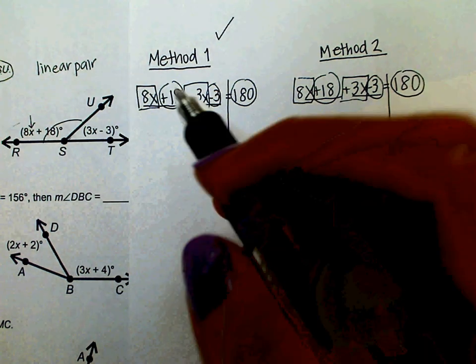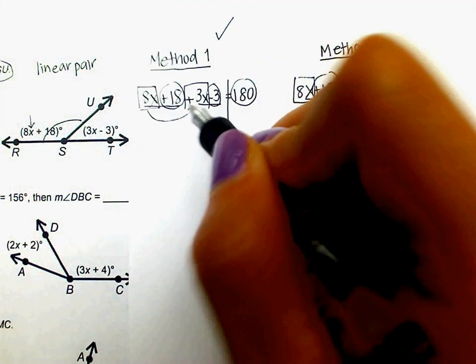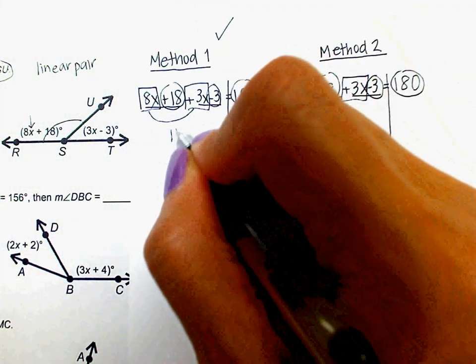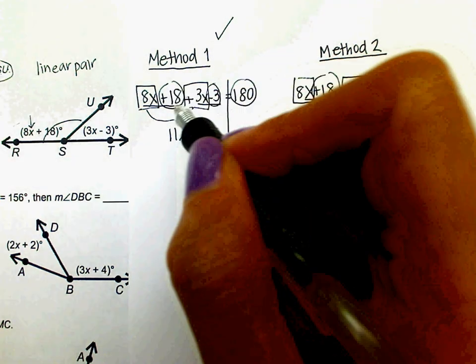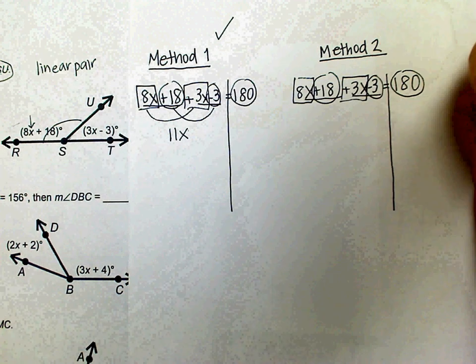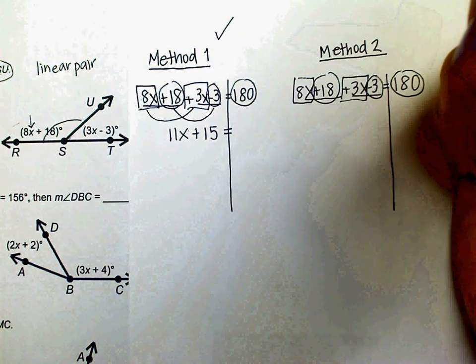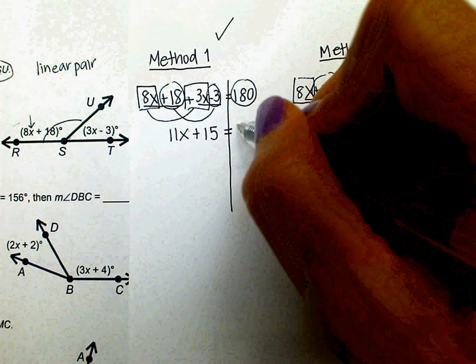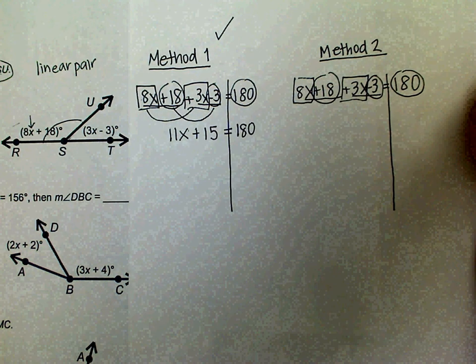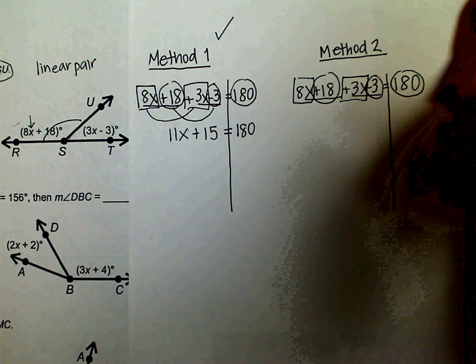Okay, for method 1, this is where it's going to be different. In method 1, you combine like terms on one side. 8x plus 3x is 11x. And then 18 plus a negative 3 is positive 15. You should always practice in your calculator. And remember, in this video, pause at any time and try to do as much on your own as possible. If you need to go back and rework it, then you can rewind the video.